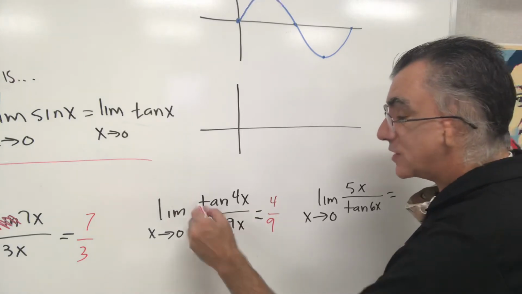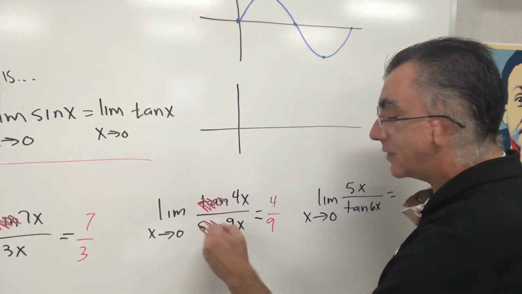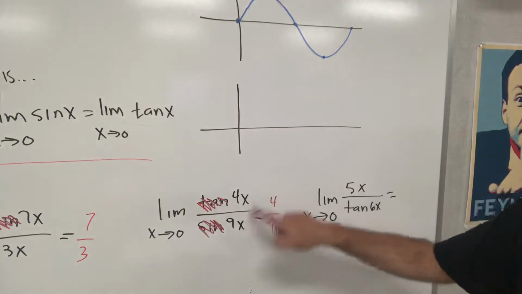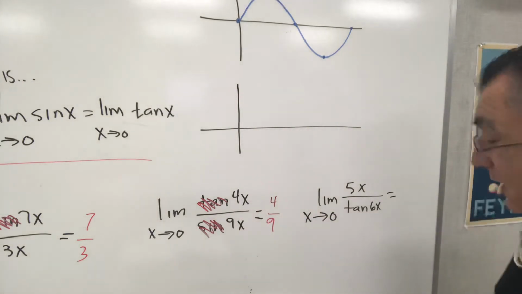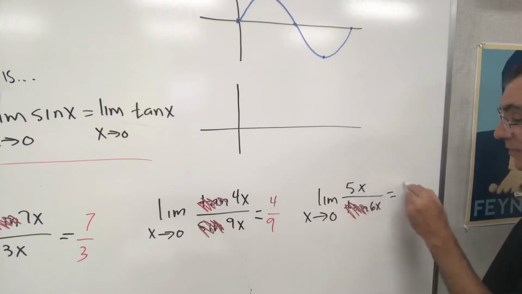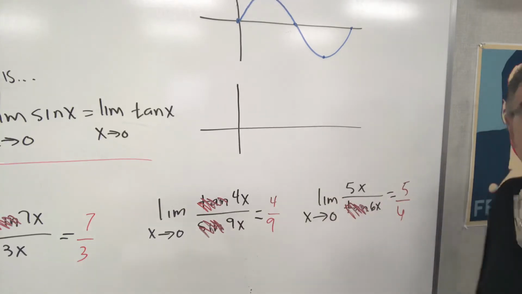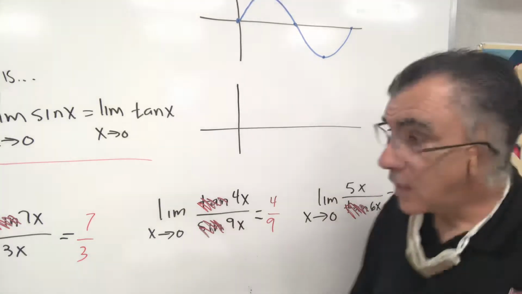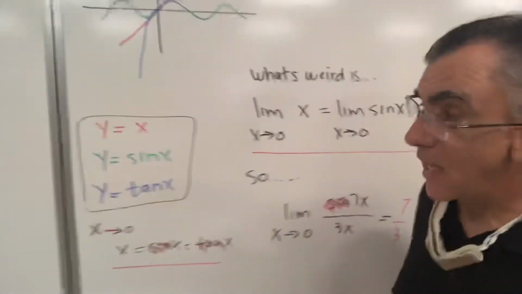Because as I get closer and closer to 0, the tangent and the sine don't matter. They don't matter, and then of course the x's cancel. And last but not least, around 0, the trig function doesn't matter, and you just get 5/6. So, I kind of digressed. I got a little out of control there.